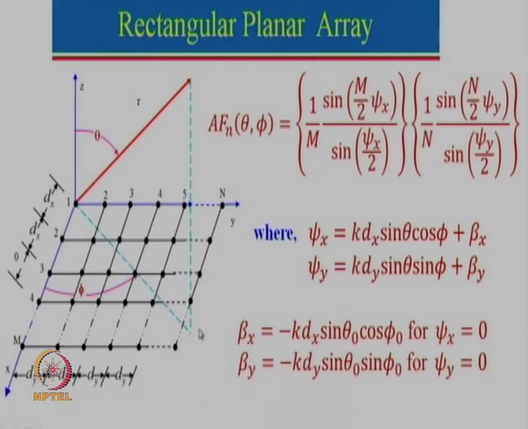So from here we can find out what should be the desired value of beta x and beta y for the given values of theta 0 and phi 0. So that is the simple way.